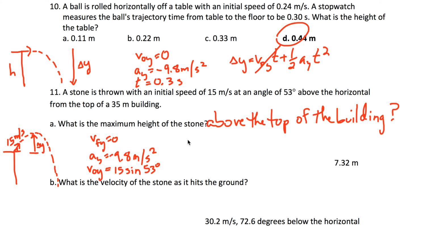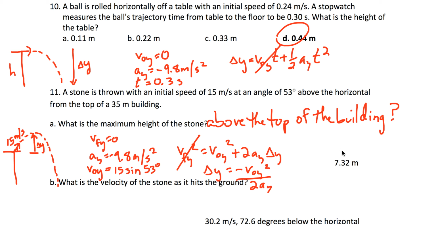So if we're looking for delta y, I used this equation here, v final y squared equals v initial y squared plus 2 ay delta y, and crossed out this term, solve for delta y, move v0y squared over to the left side here, and then divide everything by 2ay, and I got 7.32 meters as my final answer.